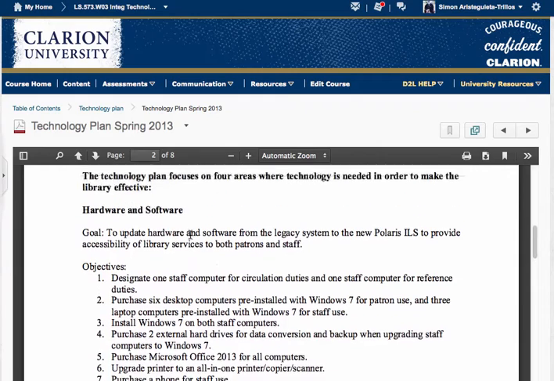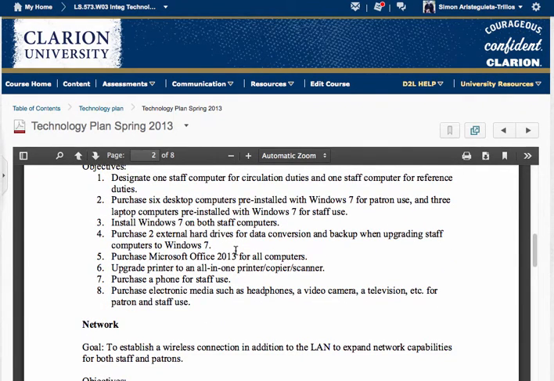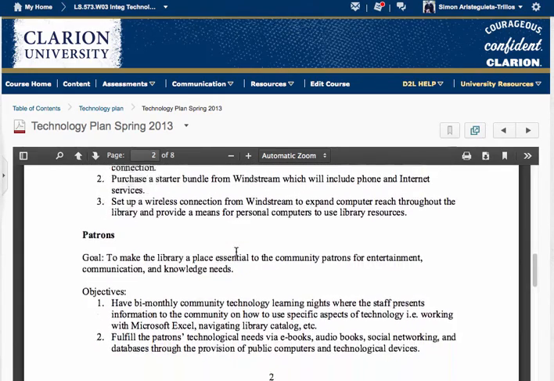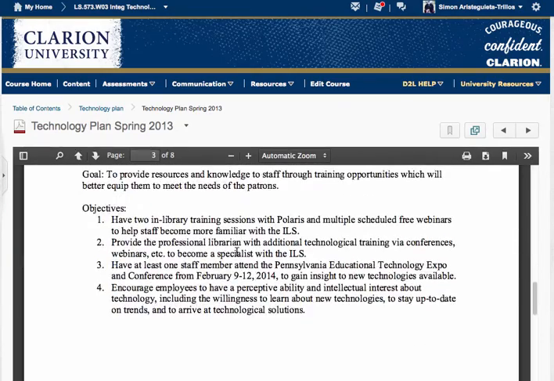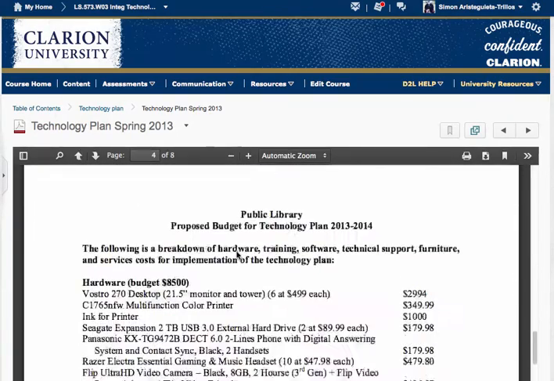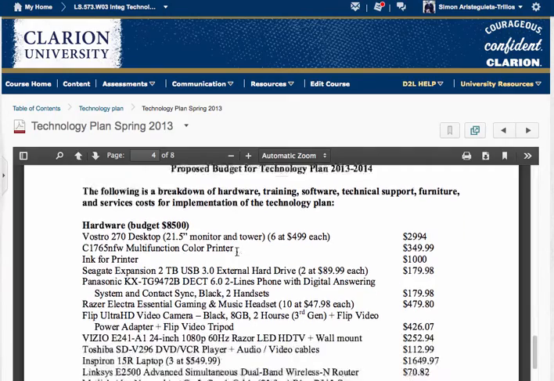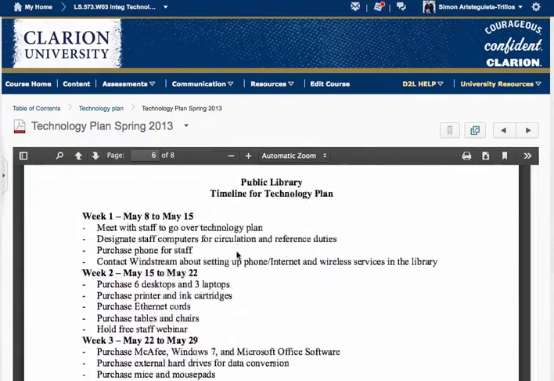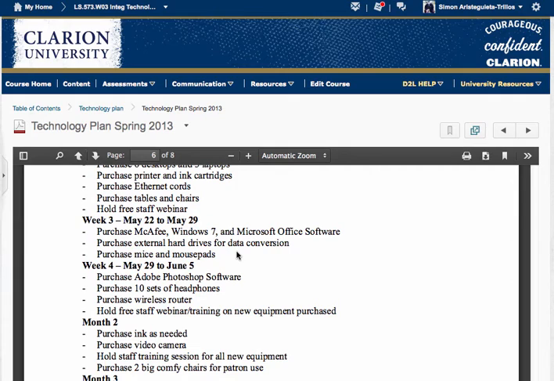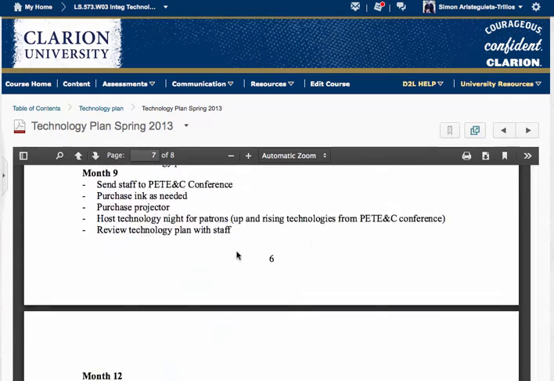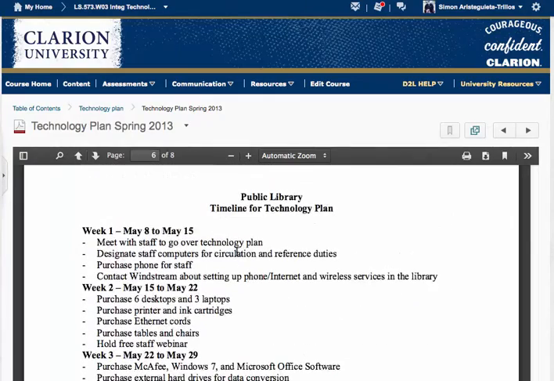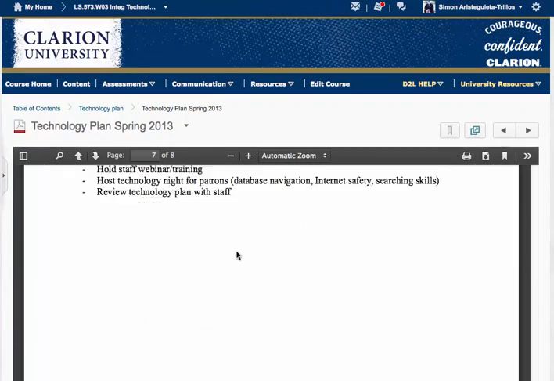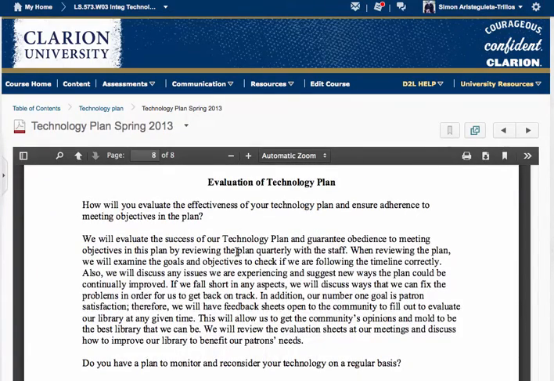And here are the goals. Goal number 1, and you look how many objectives it has. So you don't have to limit yourself to 1 or 2 objectives. Goal 2 has 3 objectives, and goal 3 has 2 objectives, and there is a goal 4. And then you have your budget here, okay? And then the timeline. Now comes the evaluation part. And as you see, it's month by month or week by week, whichever feels more comfortable to you. And here is the evaluation of the technology plan.